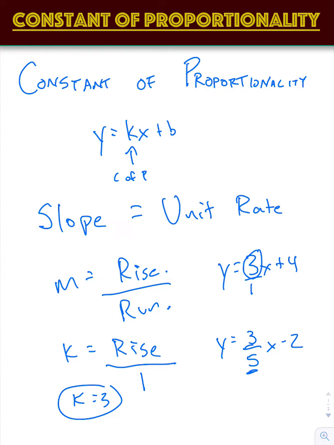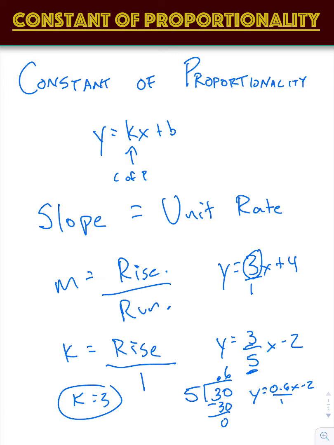The simple way to figure this out is to just turn the fraction into a decimal, because 3 divided by 5 would get us 0.6. In this case, it turns out that it's 0.6x minus 2, which means that the run is now 1. This means that we're growing 0.6 for every one that we're running.